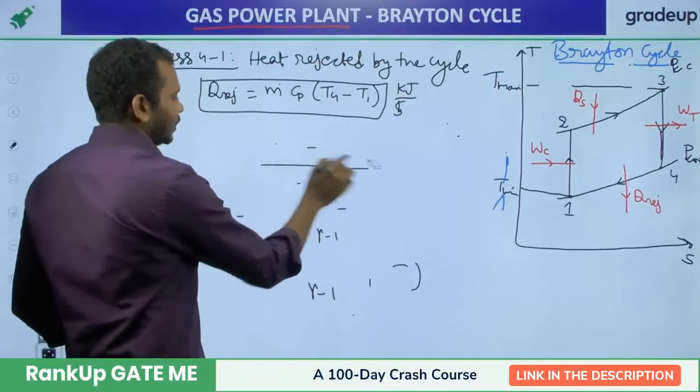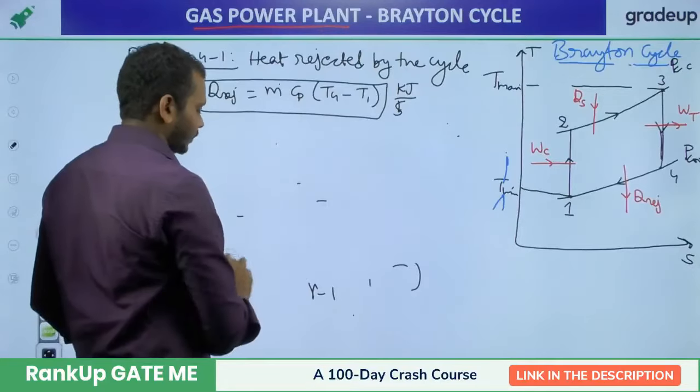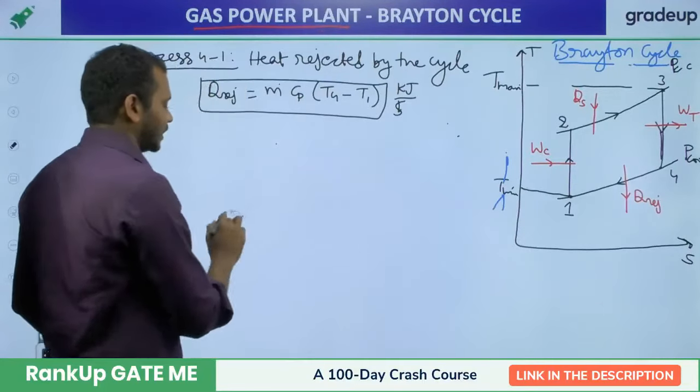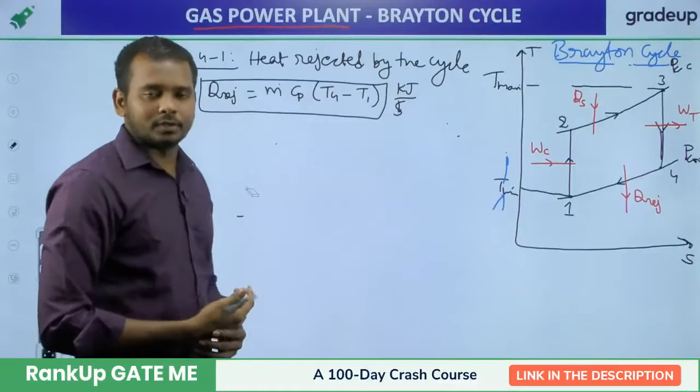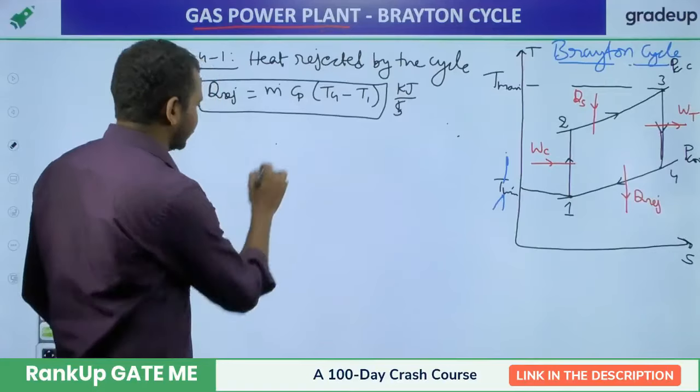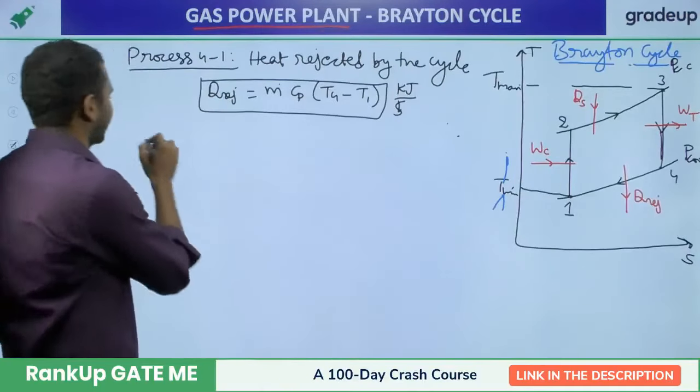Now, what else do you want from the power plant? What do we look for in a power plant? We look for the net work output of the cycle. Now let us write the equation for the net work output of the cycle.